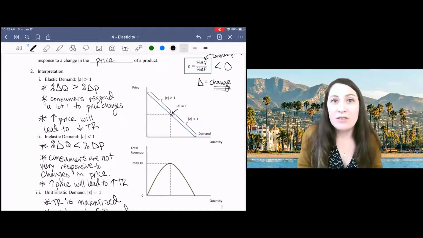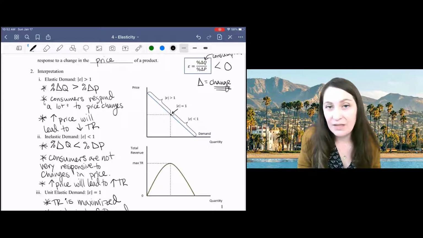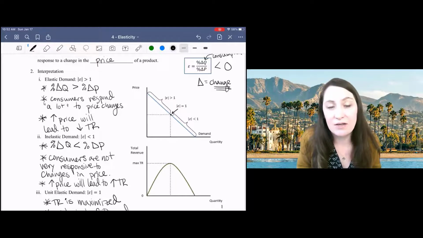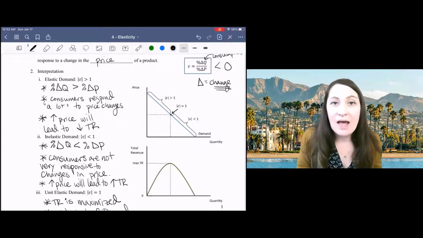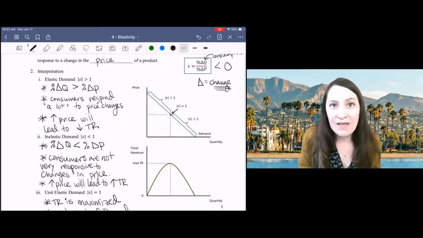But it is important to recognize that in some classes, professors will ask you to calculate elasticity using a midpoint formula. In other words, the midpoint between two different points along the demand curve. I will not be using the midpoint formula. So if you see that in a book or if you used that in the past, just know that that's not exactly what we're doing.